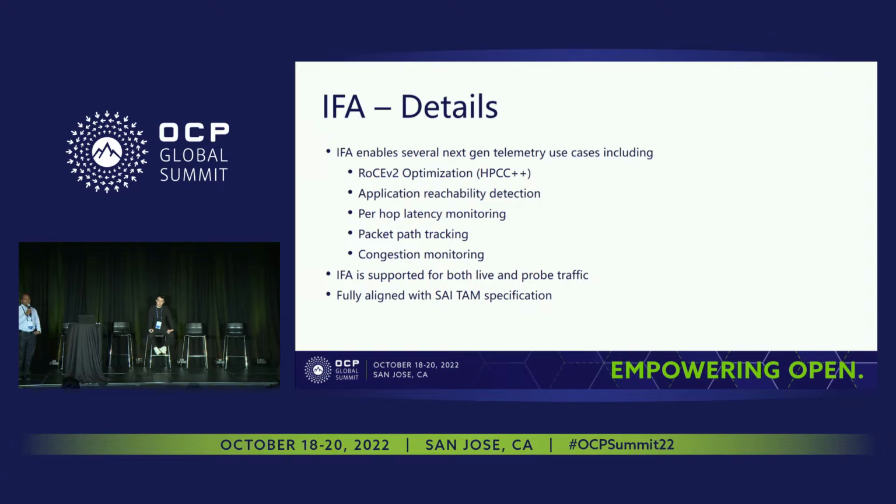So probe packets definitely solve many use cases, and those use cases where you need live traffic are also supported. The difference is that live traffic means the user packet itself is used for adding the metadata in the data plane. Probe packets are initiated specifically for monitoring purposes. And both are supported by recent Broadcom silicon, such as Trident 4 or Jericho 2.